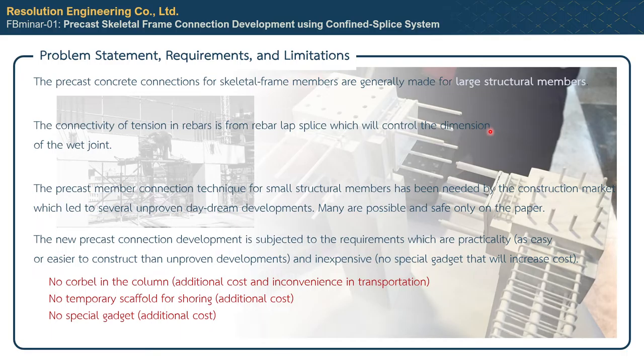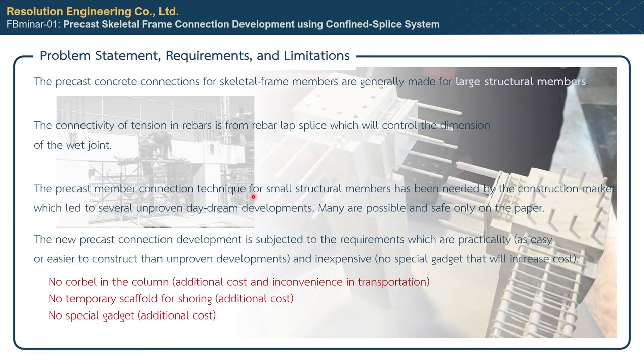The precast concrete structure, we need to minimize the work done at the job site, but if you still have a large wedge joint, you are not achieving the goal.